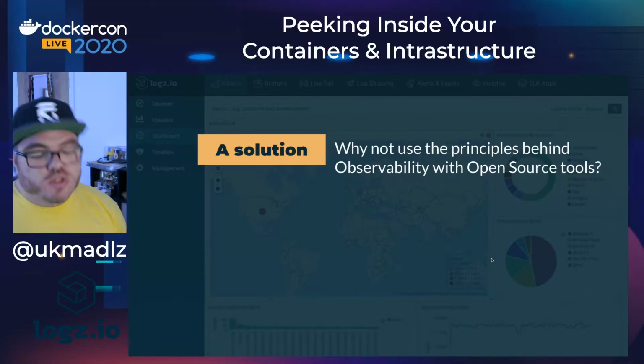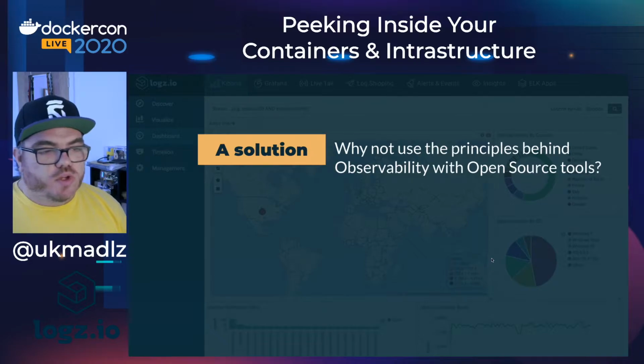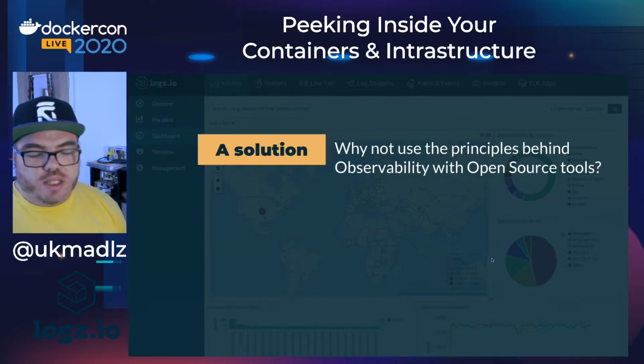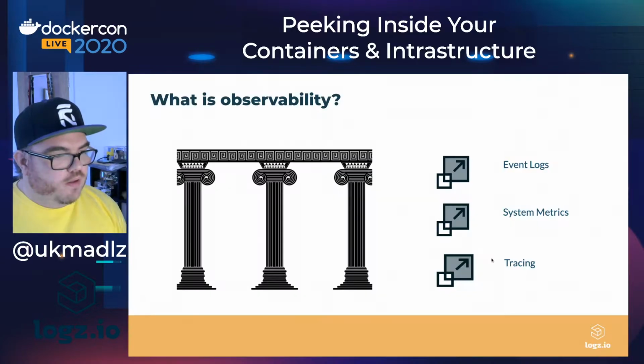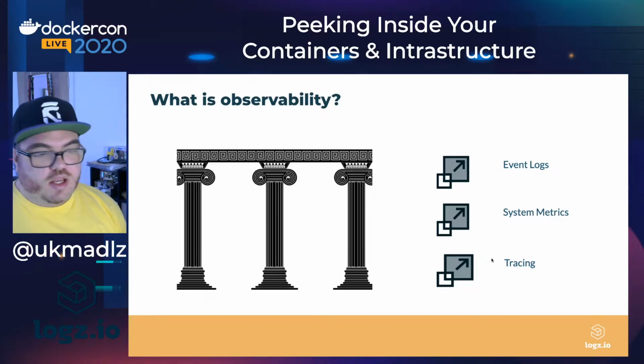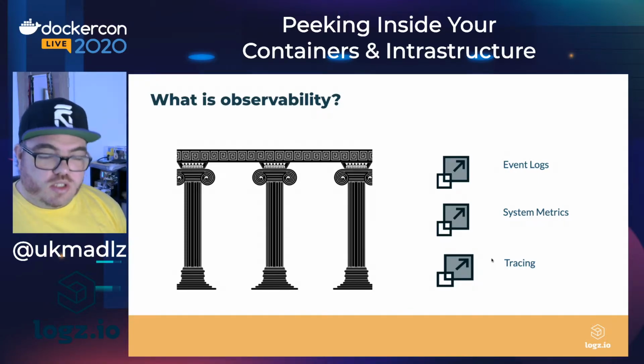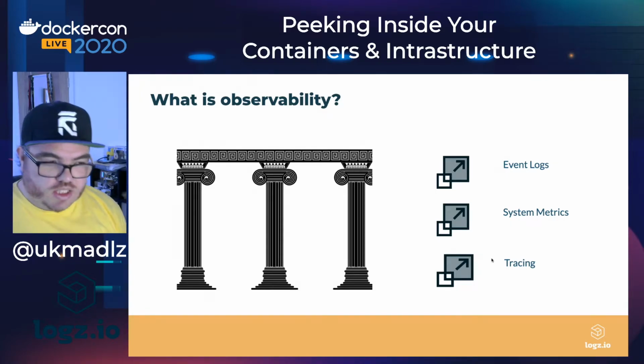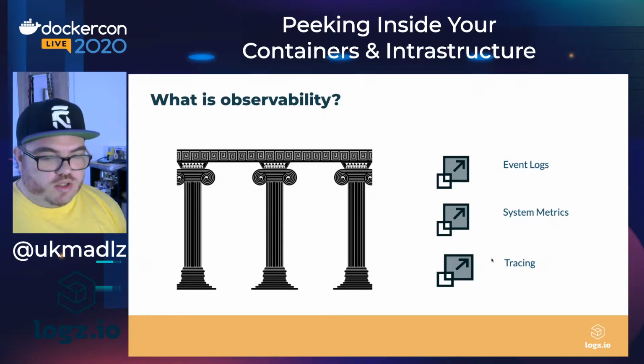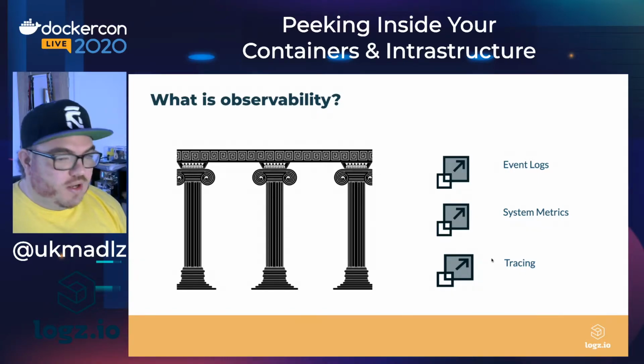So a possible solution is using open source tools to provide you some of the observability onto the inside of the application. Now, observability is a principle made up of three pillars. That is event logs, systems metrics, and tracing. I'll go through each one of these components in a moment.